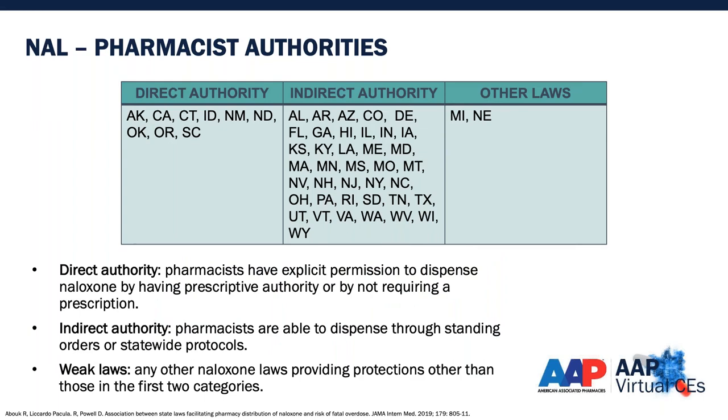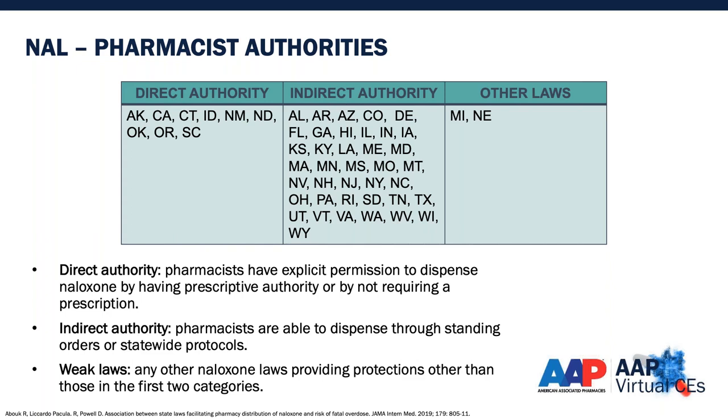Now let's kind of compare each of those states. You can see there are three different buckets of these state access laws. So we have direct authority, and you can consider that like a good, better, best situation, where the best would be direct authority. That means a pharmacist has explicit permission to dispense. They have prescriptive authority themselves, or they don't need to prescribe at all. It's essentially become an over-the-counter or behind-the-counter situation.